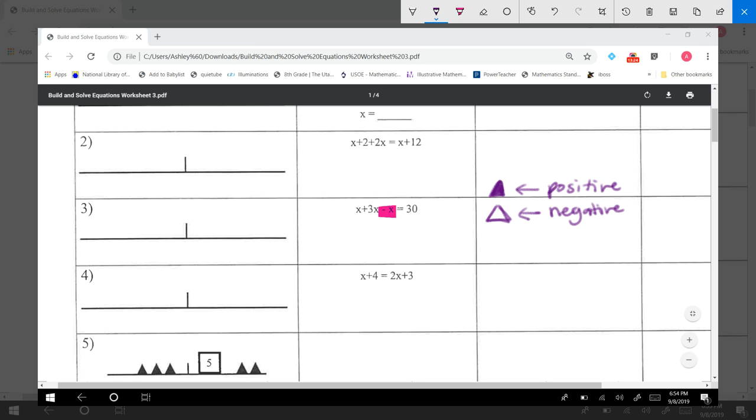So when we're drawing the picture for this one, I have a positive x right there, and then I have 3 more x's. 1, 2, 3. So there's another 3 positive x's. But then I have a single negative x. So all I have on this side is 4 filled in positive x's and 1 unfilled negative x. And on the other side, we just have a weight where we know the amount is that it equals 30.